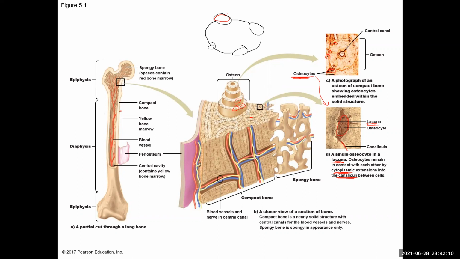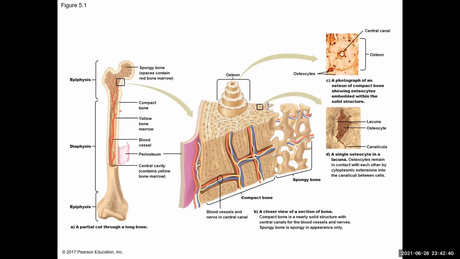Right, kind of in this circular fashion. And those connections allow those cells to remain in contact with one another. And that's the circles that you're seeing here. Okay, so you're looking at osteocytes in lacunae that are connected to one another via the canaliculi.